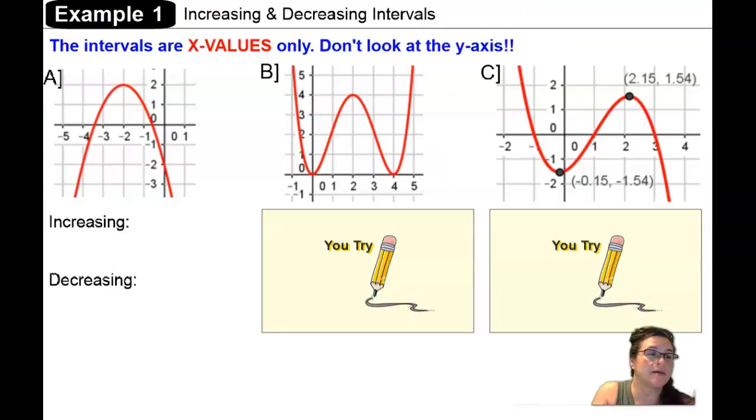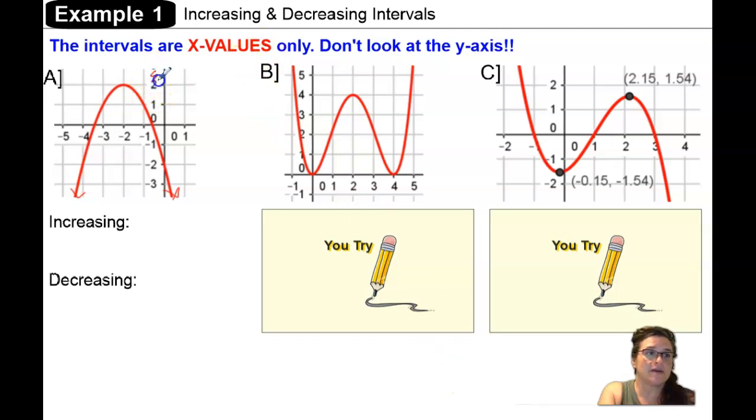In example 1, we have a quadratic function, a parabola that's been reflected in the x-axis, so it's opening down, and we know that these ends are going down to negative infinity in the y direction. If we remember, intervals of increasing, decreasing, and constant are x values only.